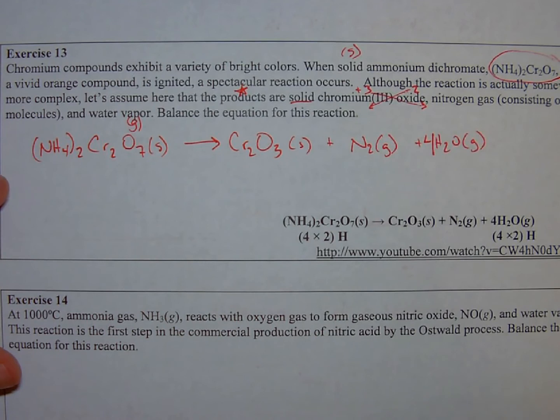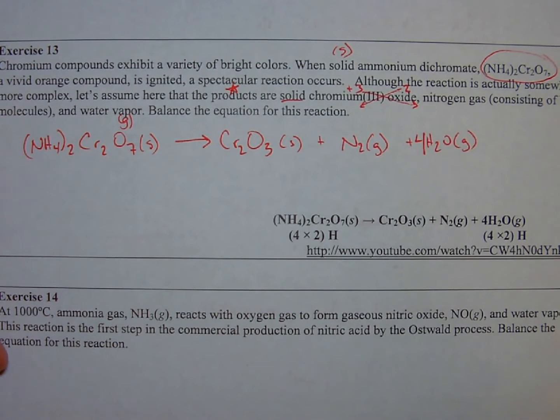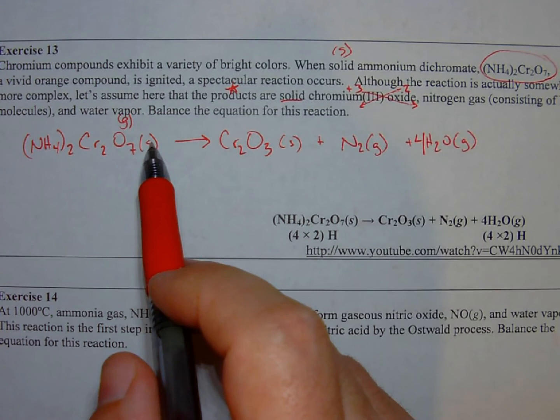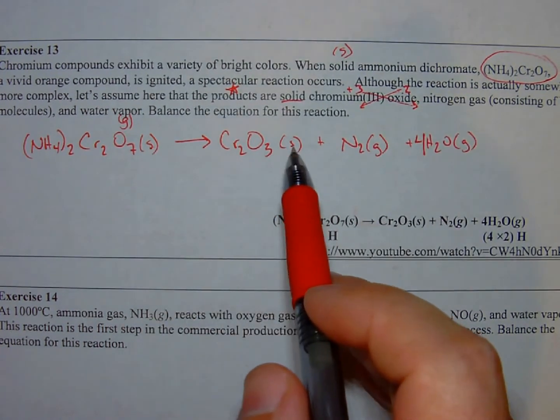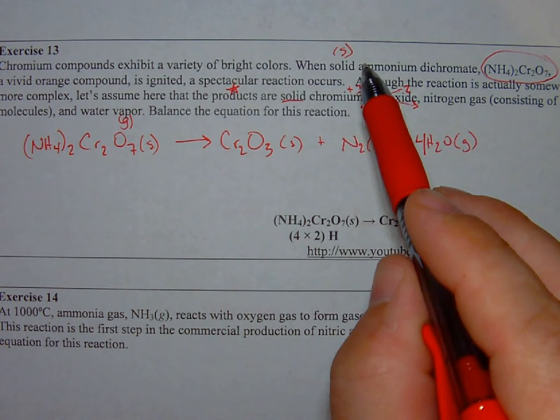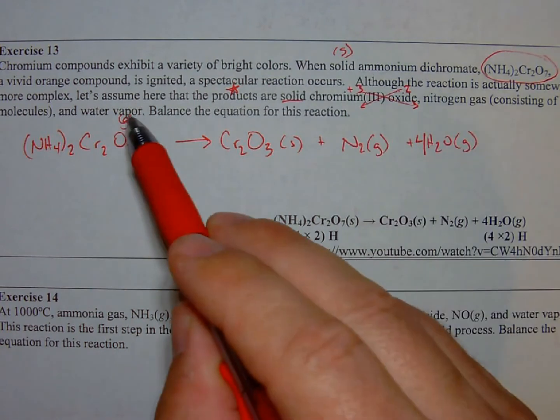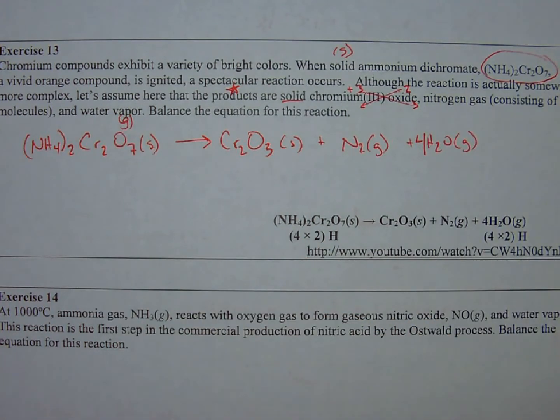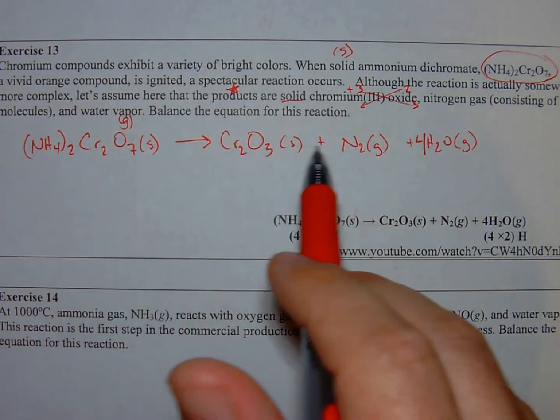Now, before we end this exercise, you might be wondering, how do I know when I'm supposed to include the states of phase and when it doesn't matter? The rule of thumb is if they give you the information in the question, which they do here, solid, gas, vapor, include it in your answer. So solid, solid, gas, gas.